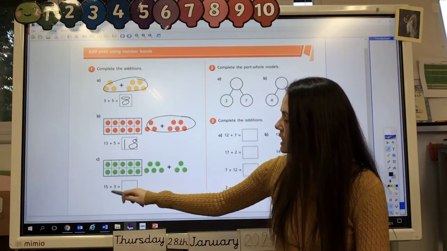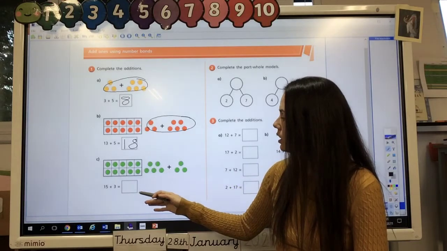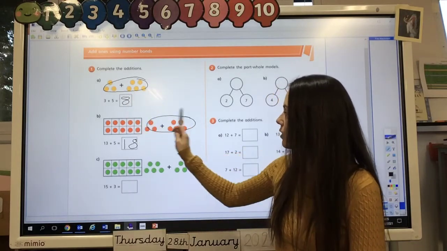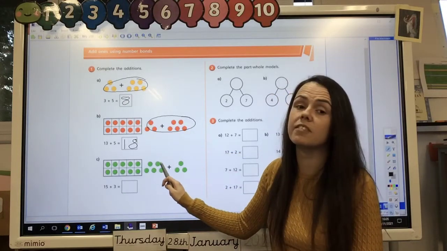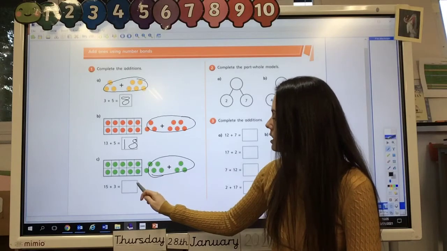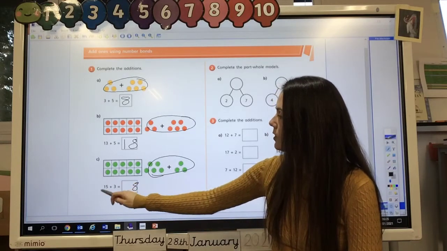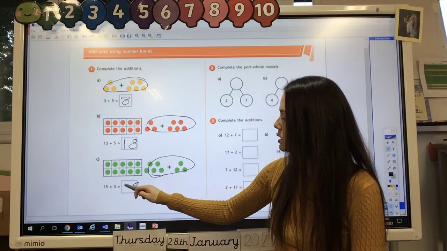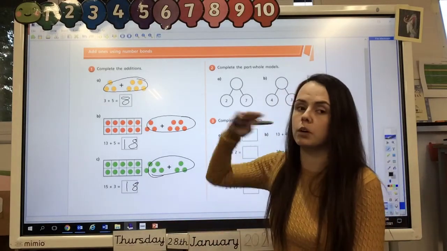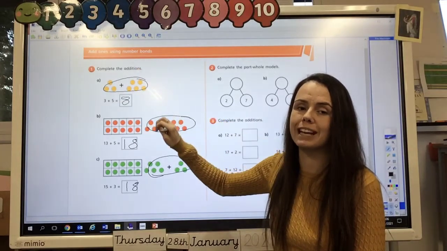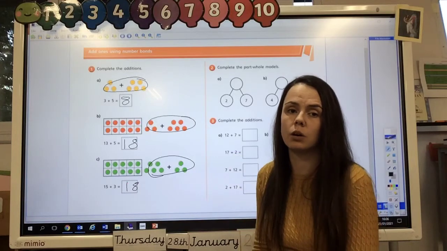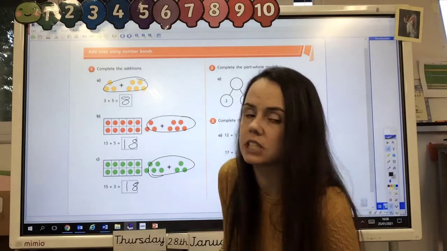What's 15 add 3? So if this 3 add 5 makes 8, this 5 add 3 must also make 8. So 15 add 3 must also be 18. So we've used our number bonds to making 8 to help us make 18 just by having on the tens. This is very complicated maths today, year 1.